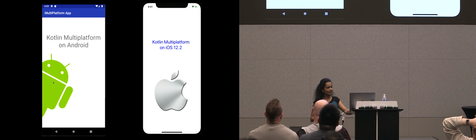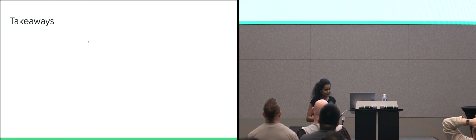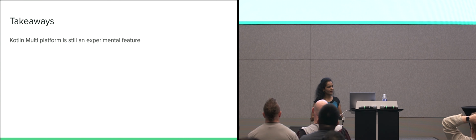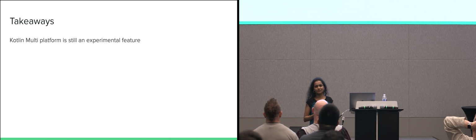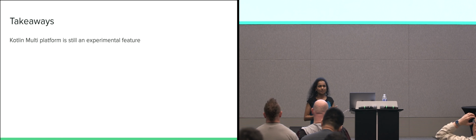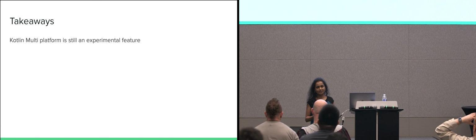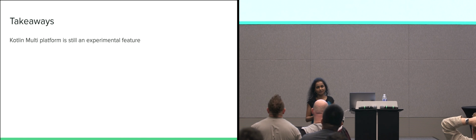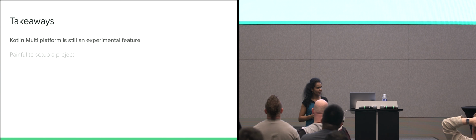So as I said, the image views are not using the shared code, whereas the label is using the shared code that in turn gets the platform name and then displays that. And here are a couple of takeaways from my side. Kotlin Multiplatform is still an experimental feature. That means they could still change the APIs anytime. Those may not be the final APIs till they release the stable version.